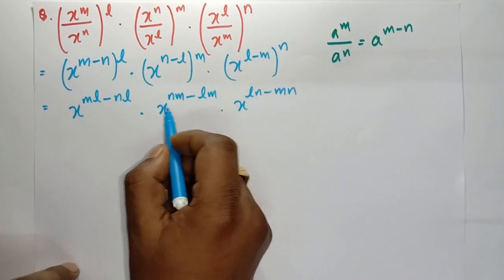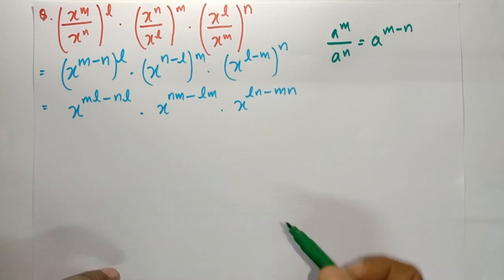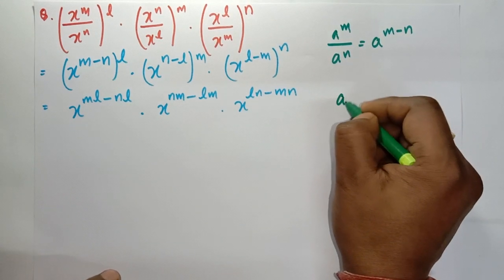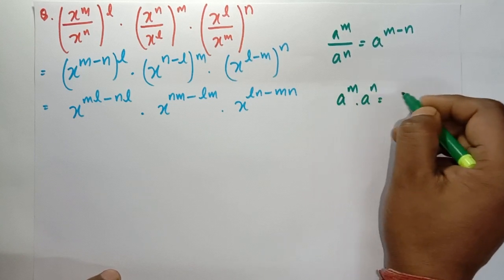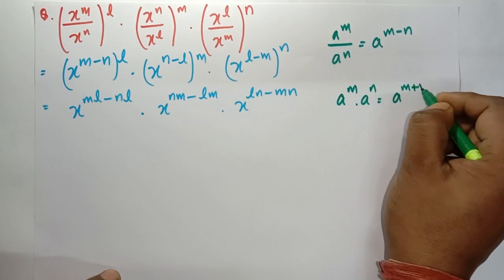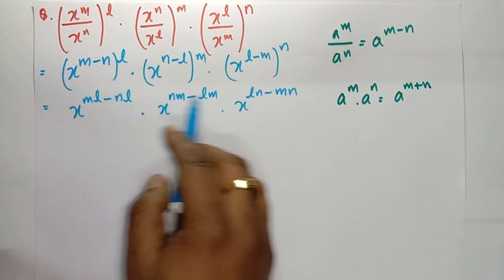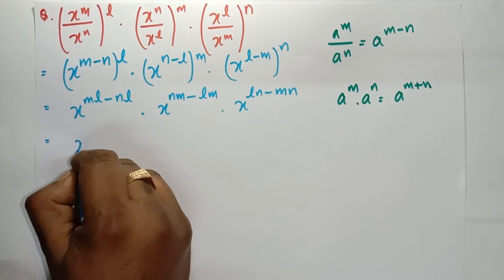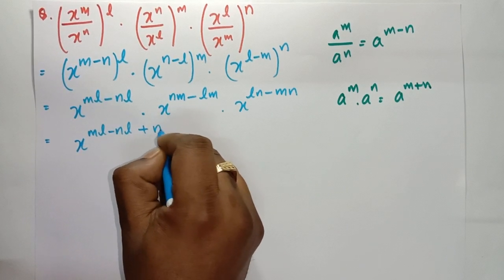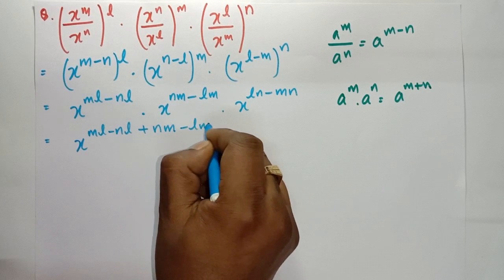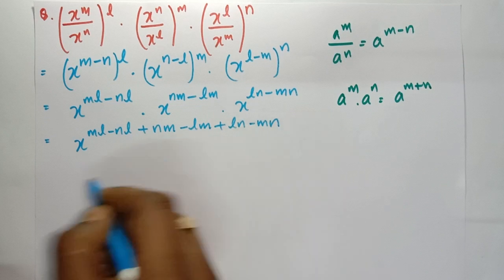Now you can see the bases are the same, x. So you know the rule: when the bases are the same, the powers should be added. The rule is this: a to the power m, a to the power n. The bases are the same, that means the powers should be added, a to the power m plus n. Here three bases are the same, that means all three powers should be added. So x to the power ml minus nl plus nm minus lm plus ln minus mn.